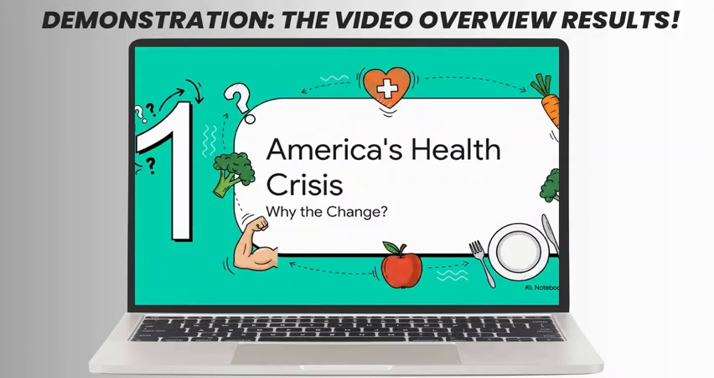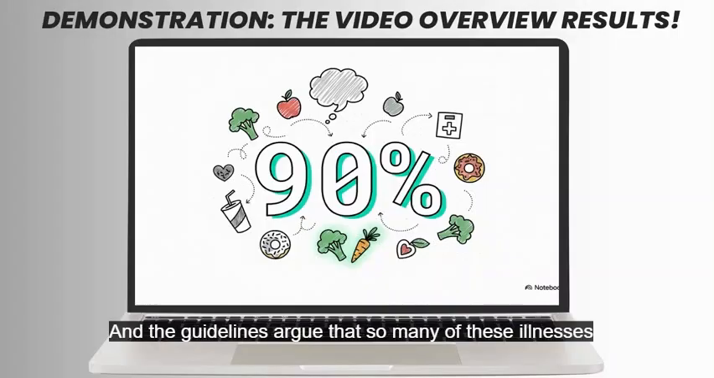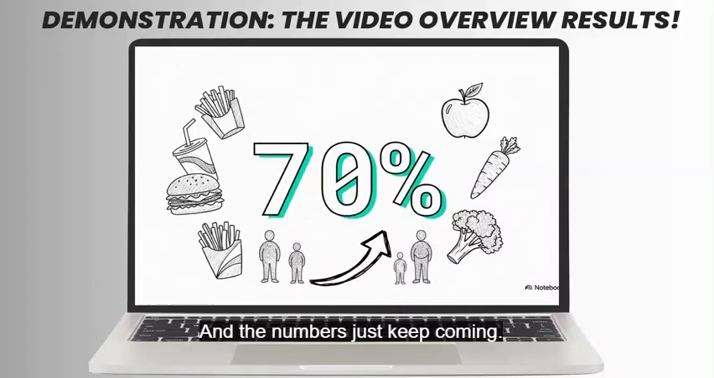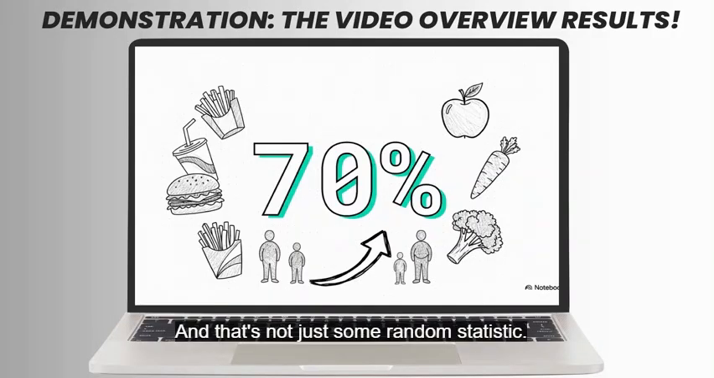Let's take a look. Get this. According to the document, a staggering 90% of all healthcare spending in the U.S. goes toward treating chronic diseases. And the guidelines argue that so many of these illnesses are directly linked to our diet. And the numbers just keep coming. We're also looking at more than 70% of American adults now being classified as either overweight or obese. And that's not just some random statistic, it's a trend that's been climbing for decades.